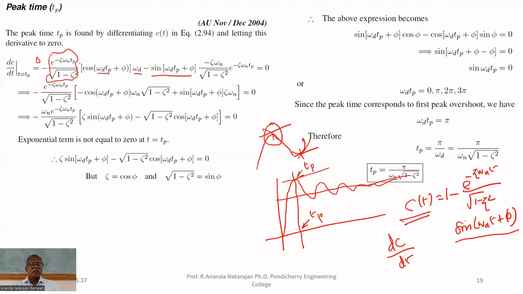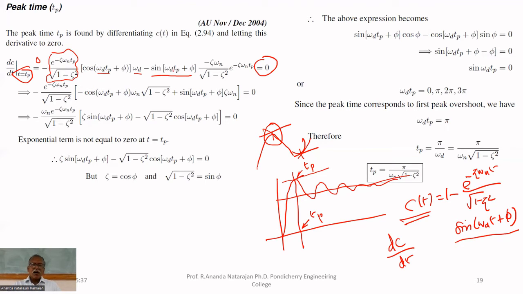We differentiate that. What is the coefficient of tp? Minus zeta omega n upon square root of 1 minus zeta square. If you differentiate an exponential function, you'll get the same. That's why we are writing e power minus zeta omega n tp. That's all. Why is t replaced by tp? We are finding the differentiation at t equal to tp. That's why all t is replaced by tp. At that point, what is the slope? Slope is 0. That's why it is equated to 0.